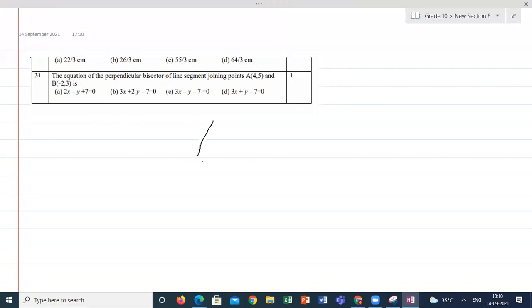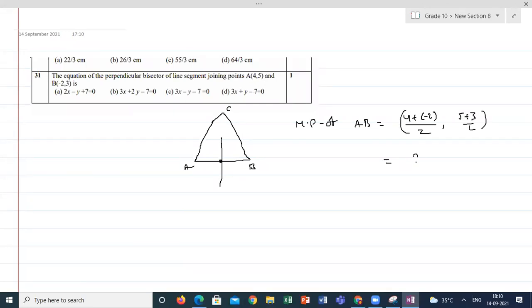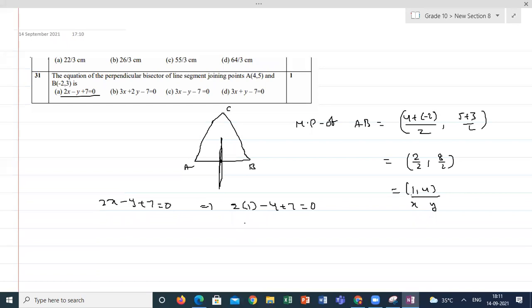So if I'm saying AB perpendicular bisector, it is bisecting. So a line which is passing through midpoint of AB, we know midpoint formula. So midpoint of AB is (4 plus minus 2) by 2, (5 plus 3) by 2. This is 2 by 2 comma 8 by 2, 1 comma 4. So this is the midpoint and it should lie on this line. So check this point, which equation is satisfying this point. This is your x value, this is your y value. If I'm taking the first option, 2x minus y plus 7 is equal to 0, substituting x comma y value, 2 into 1 minus 4 plus 7 is not equal to 0, because 2 minus 4 is minus 2 plus 7 is not equal to 0.